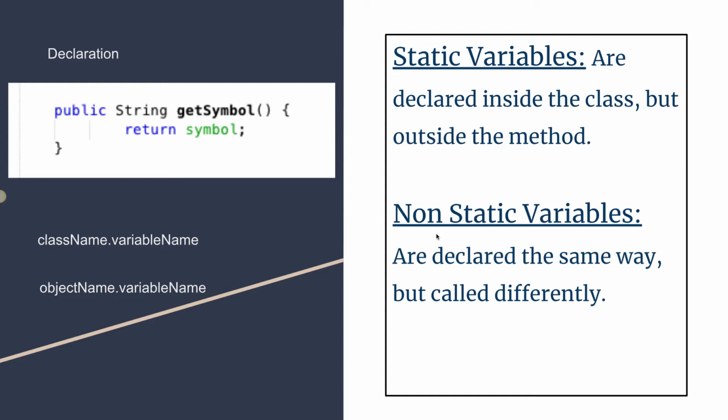We have non-static variables that are declared the same way, inside the class but outside the method. But these variables can change, and for this reason they can only be used inside the methods of that class. To use them, to call them, we create objects inside this method. And to call these variables, we call the name of the object dot the name of the variable.